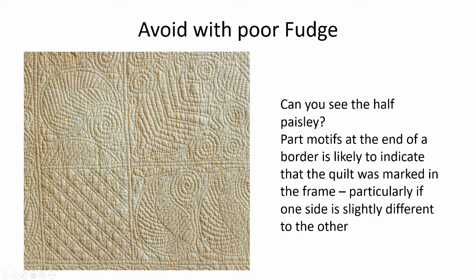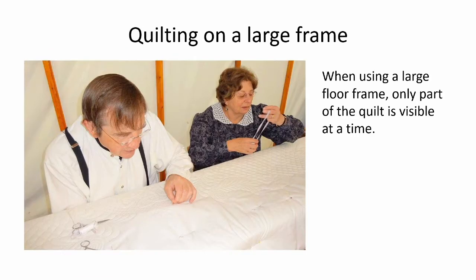She's managed to have complete paisleys on this side of the border, but she's had to have a half paisley here to fill in the space. When you see part motifs at the end of a border like this, it often indicates that she's marked the quilt in the frame. What do we mean by this?